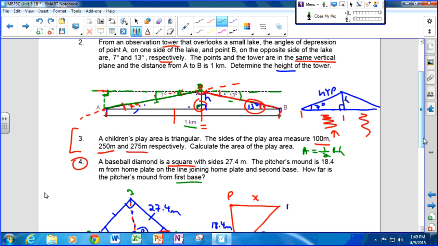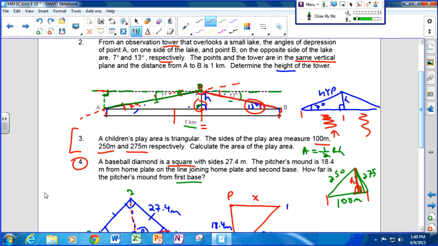So the triangle is going to look something like that, 100 meters. And let's see, 250, 250, and 275, right? So you need to actually work out a height right there. You have a base already.